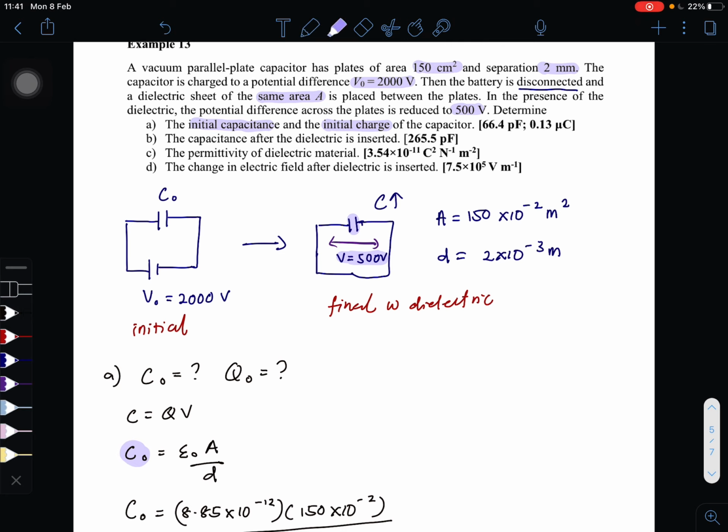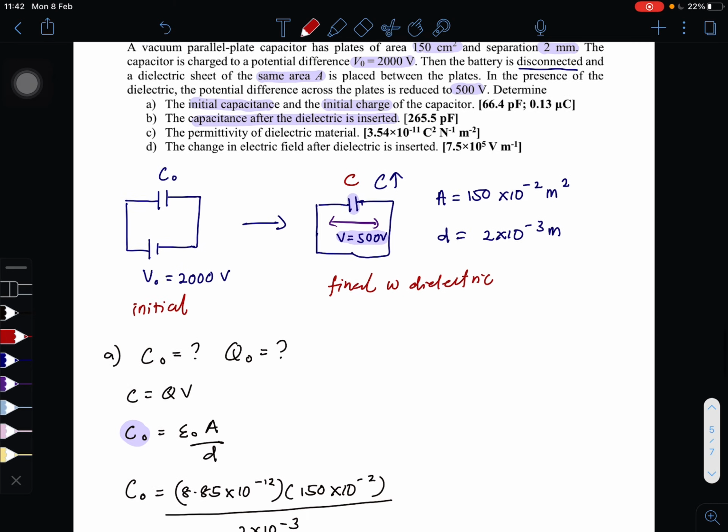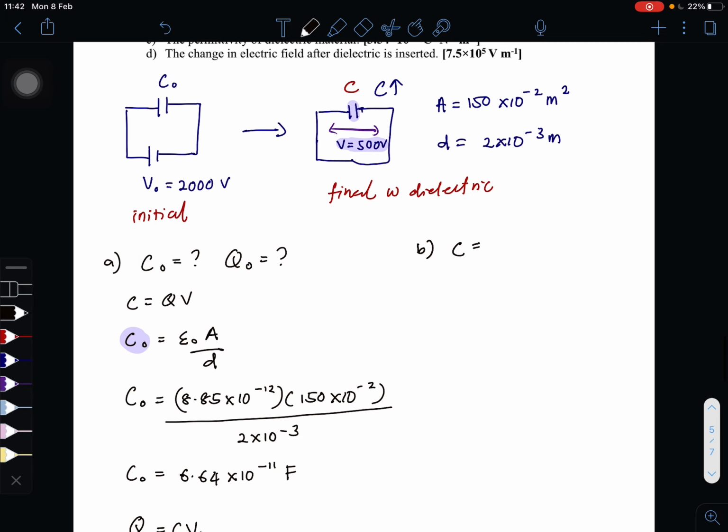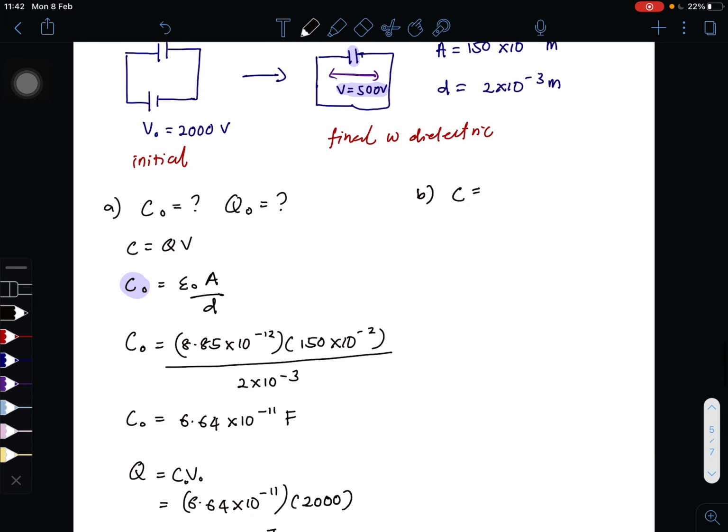Okay, now question B. Determine the capacitance after the dielectric is inserted. So now we want to find this value of C dekat sini, selepas diletakkan dielectric. So still using the same formula, C is equal to Q over V. Okay, let me padam dulu ni. Nanti kamu ikut pula yang salah ni. Okay, C is equal to Q over V.